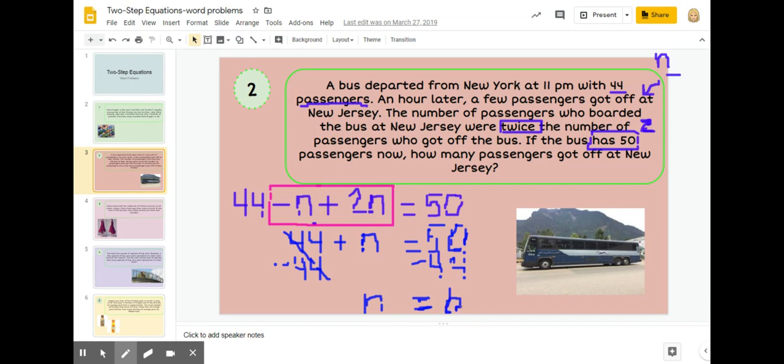So that means, it says how many passengers got off at New Jersey. 6 passengers got off that bus at New Jersey. So this is a word problem. We would answer it in the form of a sentence. So how many passengers got off at New Jersey? 6 passengers got off the bus at New Jersey. Okay.